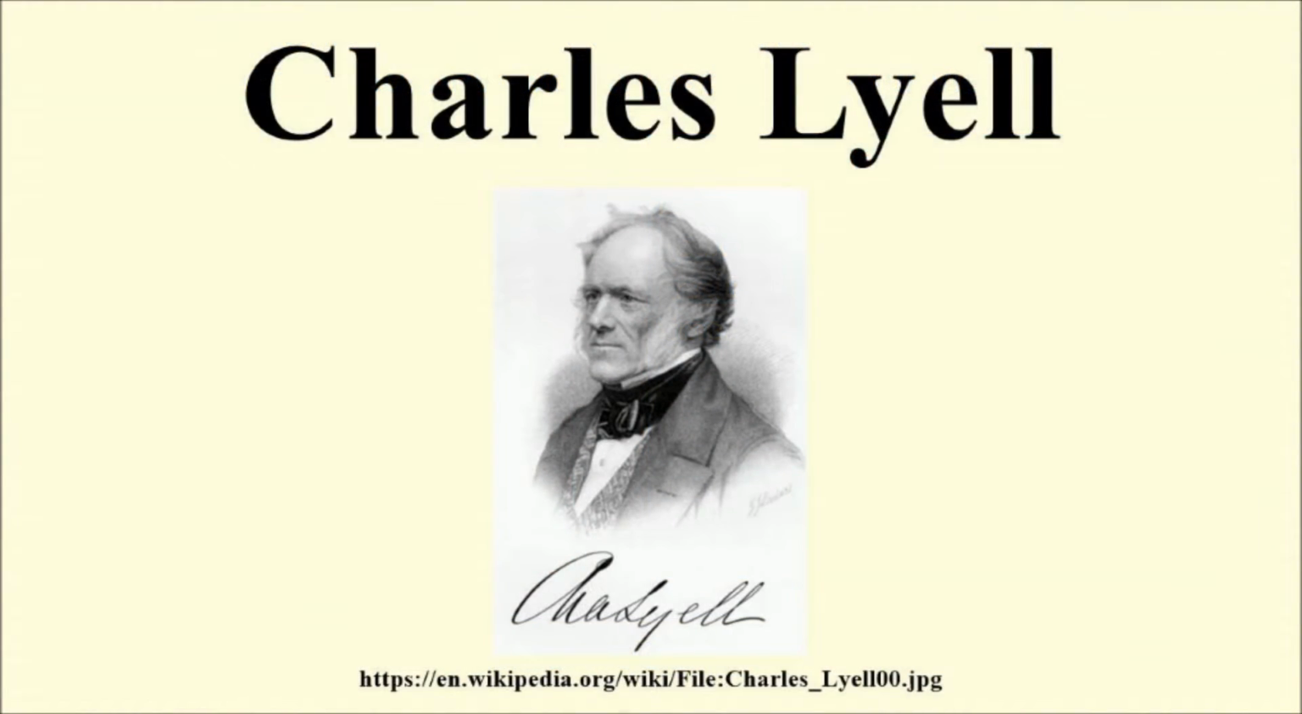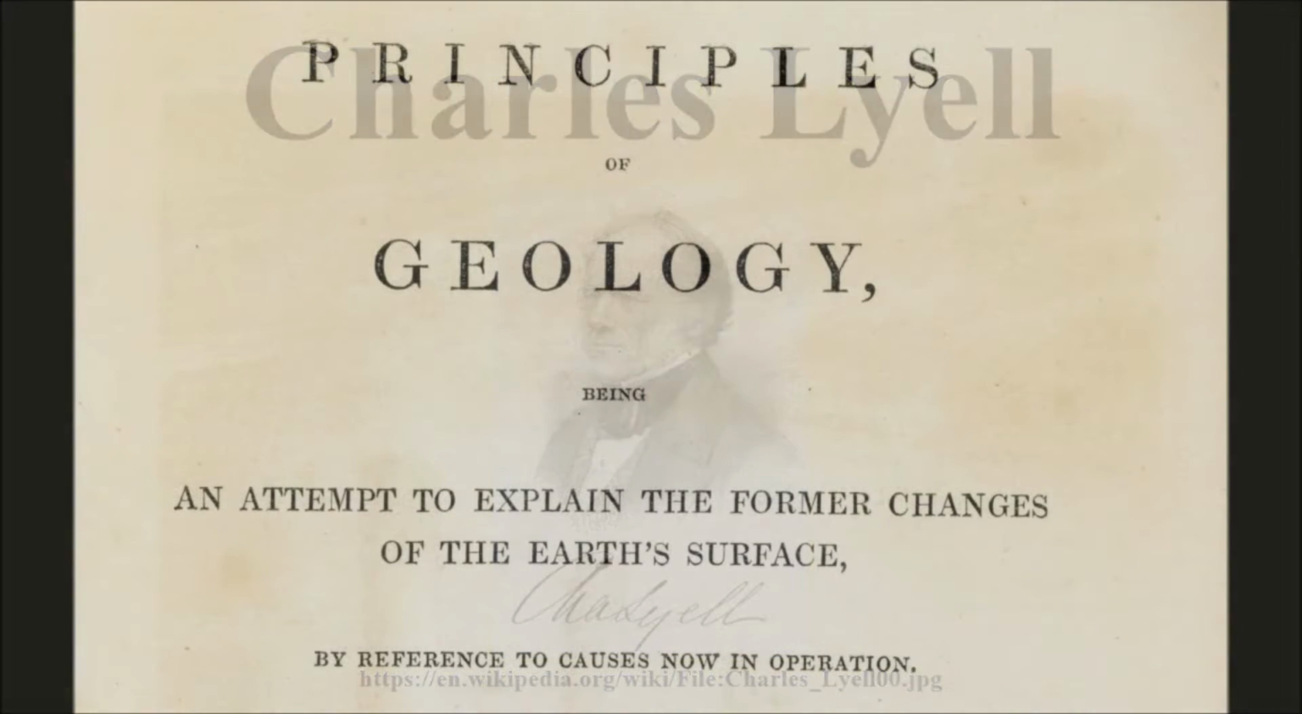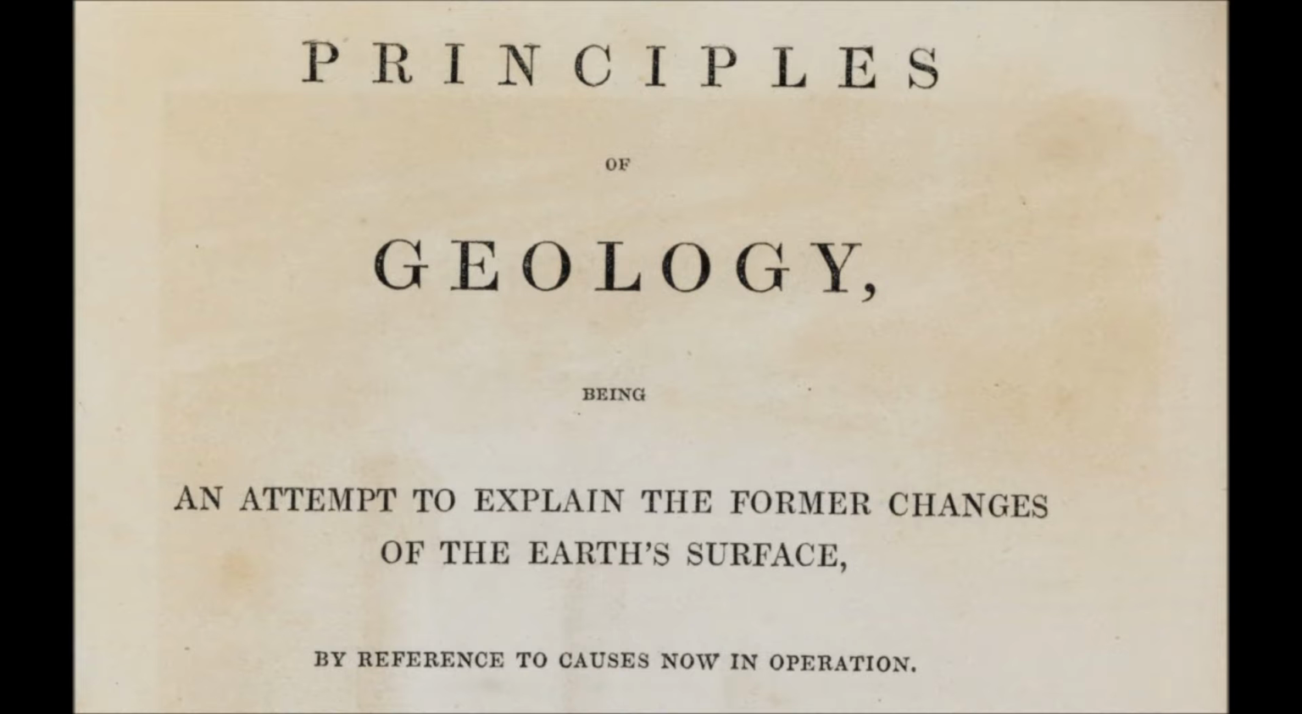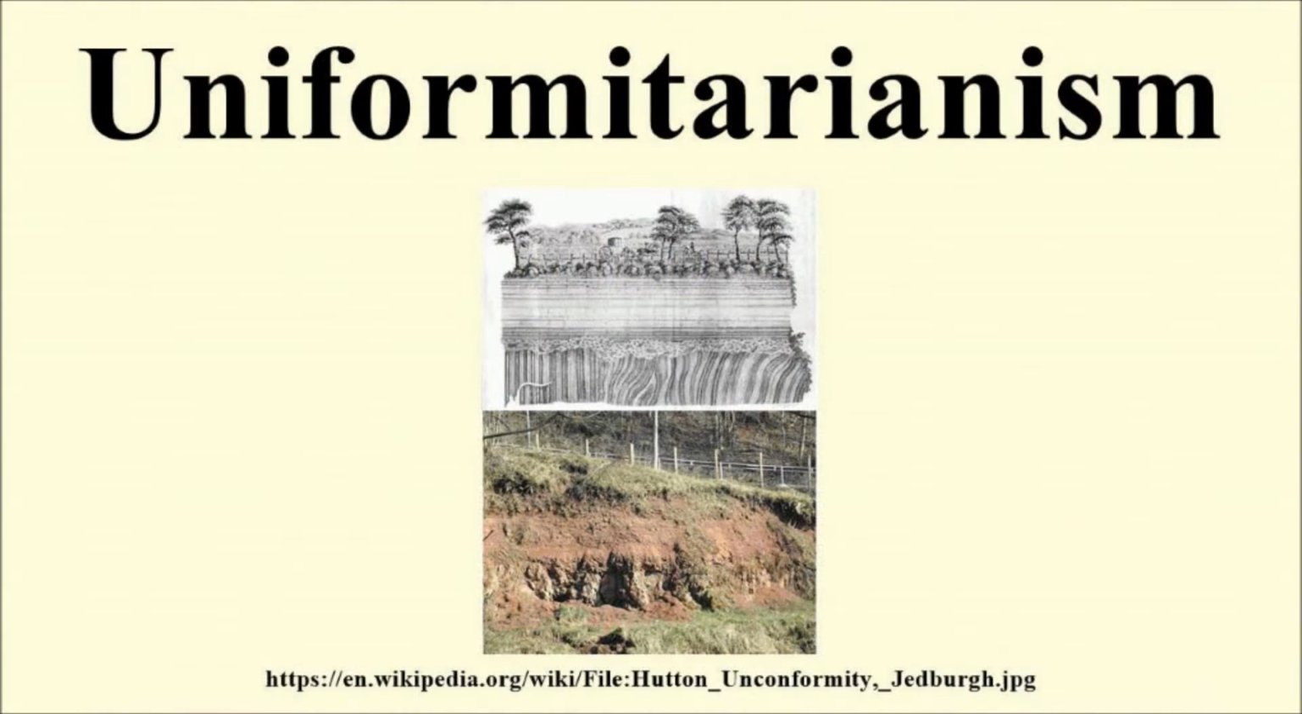Charles Lyell wasn't the first person to believe that the earth was very old, and he certainly didn't set out to just make sure that people didn't believe the Bible. In his book, Principles of Geology, the subtitle says, "An attempt to explain the former changes of the Earth's surface by reference to causes now in operation," that later became known as uniformitarianism.